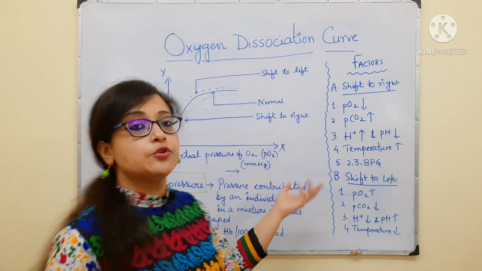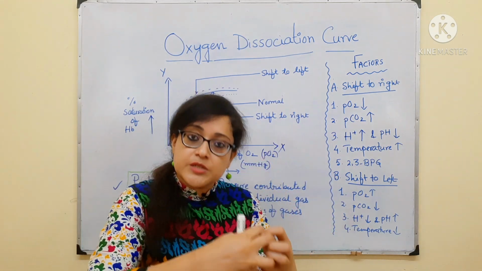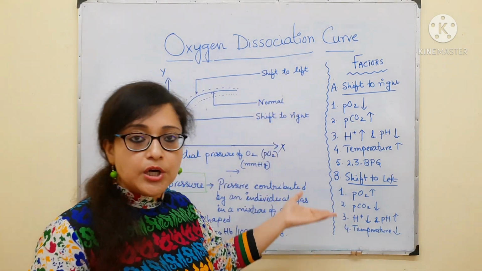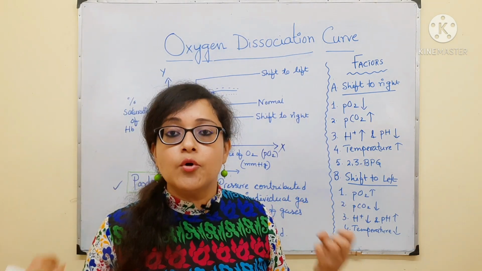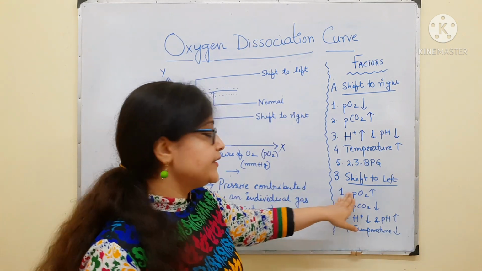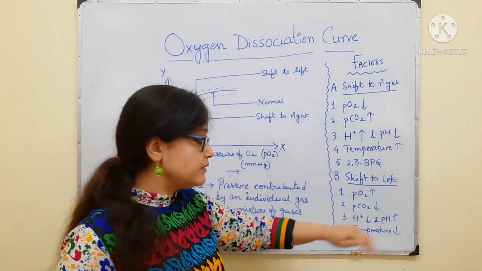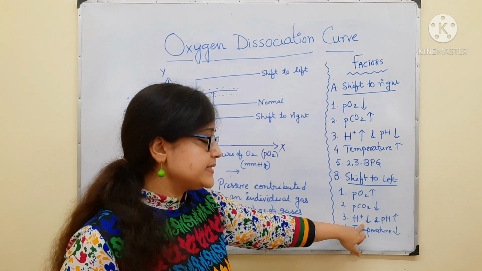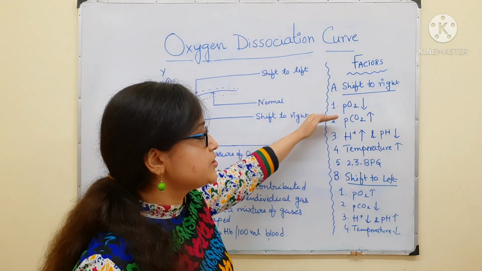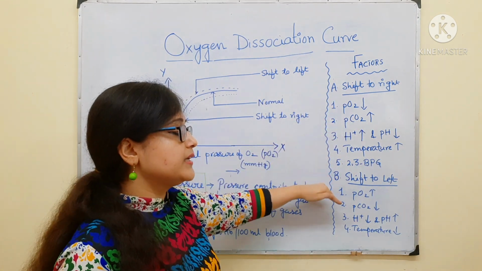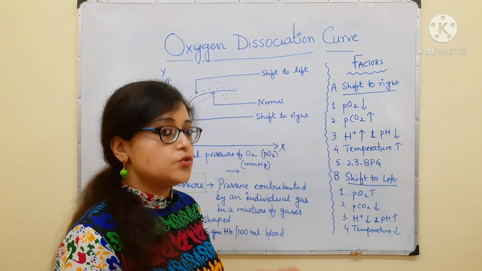So, if we talk about the shift to left, of course, the opposite will happen. Shift to left means what? The binding of oxygen to hemoglobin is promoted, right? So, the factors are exactly the opposite. Of course, when the partial pressure of oxygen is higher, it will more easily bind to the hemoglobin. So, higher partial pressure of oxygen and of course, less PCO2, partial pressure of carbon dioxide will be less. H plus concentration less, pH of course is higher, then temperature is less. That means the factors which are mentioned here, exactly the opposite factors will lead to the shift to the left or promote the association of oxygen to hemoglobin.